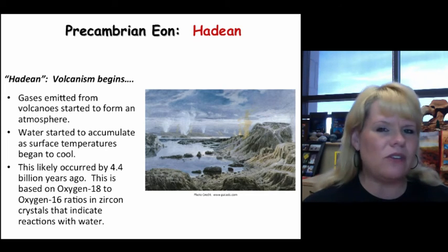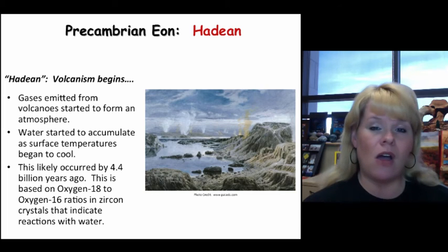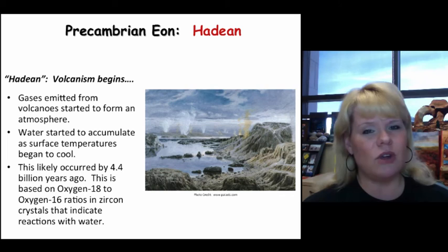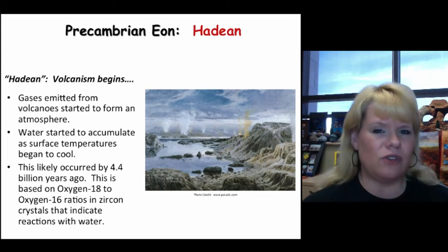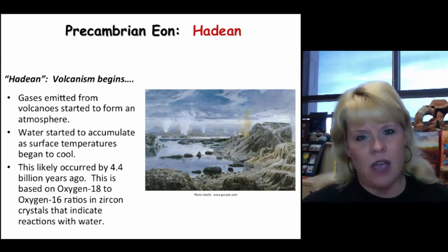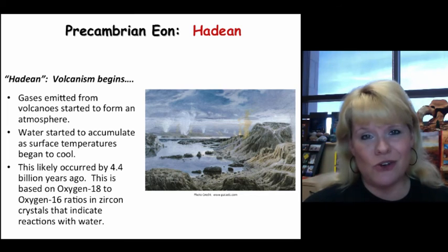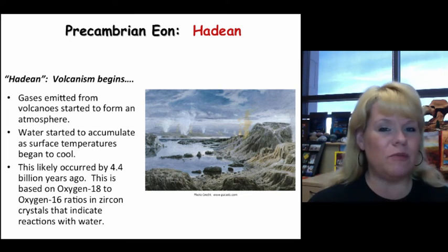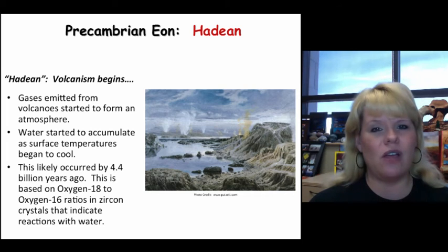How do we know this happened? We base it on oxygen ratios, O18 to O16 ratios, in zircon crystals. So that indicates reactions with water. So zircons are clues not just to when the crust stabilized, but also when we were beginning to get the first water on the planet.